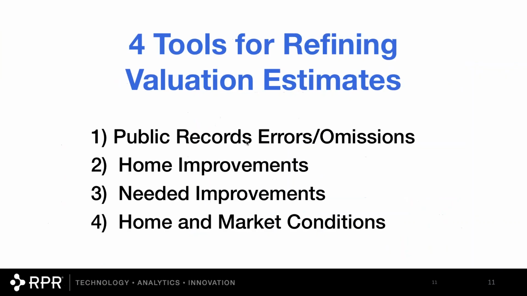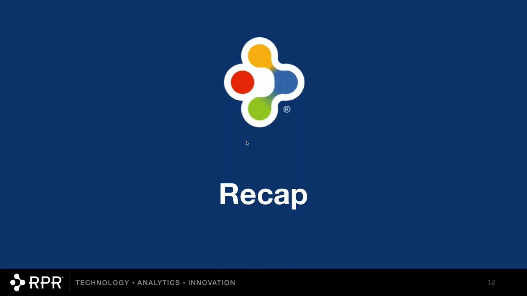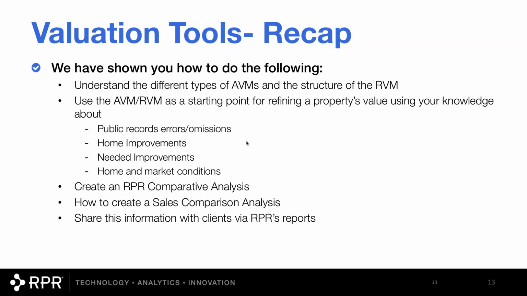All right, so in closing here, recap. We've shown you how to hopefully understand AVMs and the structure of an RVM a little bit better. We also showed you using the RVM and the AVM as a starting point for that property's value, using the public records, the home improvements, the deed improvements, as well as the home and market conditions, how to create a comparative analysis, as well as the sales comparison analysis, and then how to share that information with the reports.